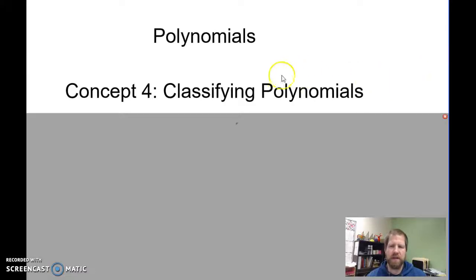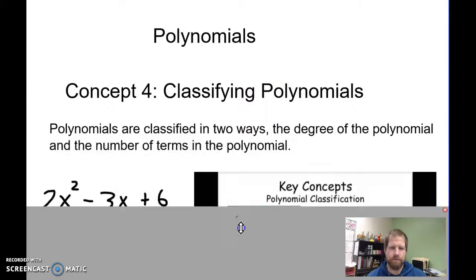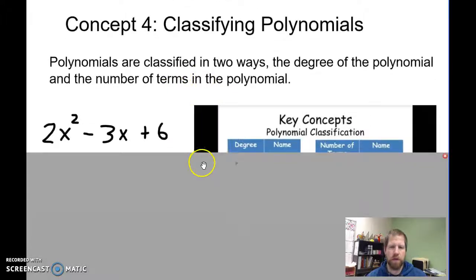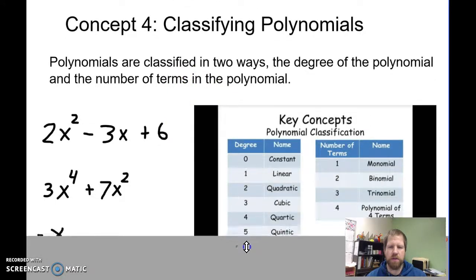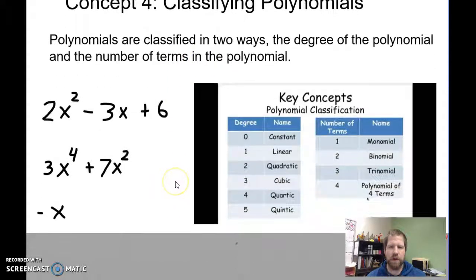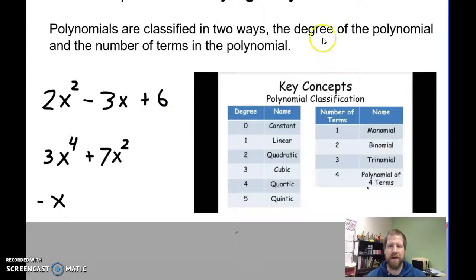Concept 4, classifying polynomials. So there are two different parts to classifying a polynomial. You're going to classify it by the degree of the polynomial, so the degree of the highest degree monomial, and the number of terms in the polynomial, so the number of separate monomials that are separated by either subtraction or addition.